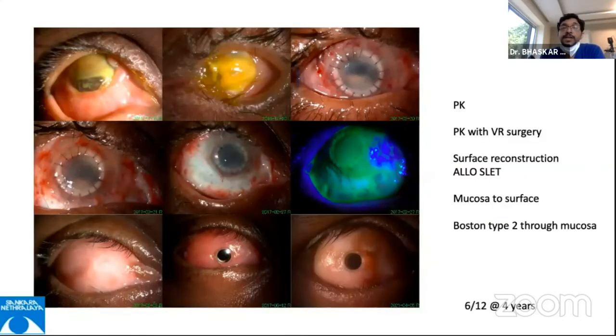Another patient who presented in the acute phase with a perforation and a melt of the cornea, underwent a PK, underwent a VR surgery because she also had an RD. We tried to do an ocular surface reconstruction with allogenic cells that failed. Subsequently, we draped the ocular surface with a mucosa and then did a type 2 keratoprosthesis under the mucosa.